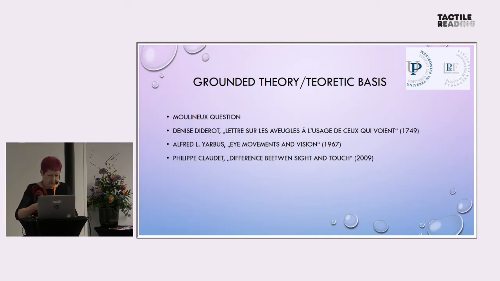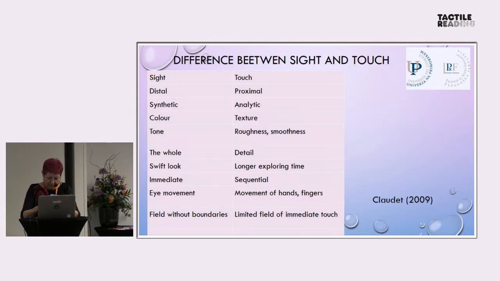The grounded theory, or theoretical basis, is Molyneux's question. It's about recognizing objects with touch and sight. Then Denis Diderot, Lettre sur les aveugles, Alfred Yarbus, and of course Philippe Claudet. We heard all about the difference between sight and touch before, so I will go on.